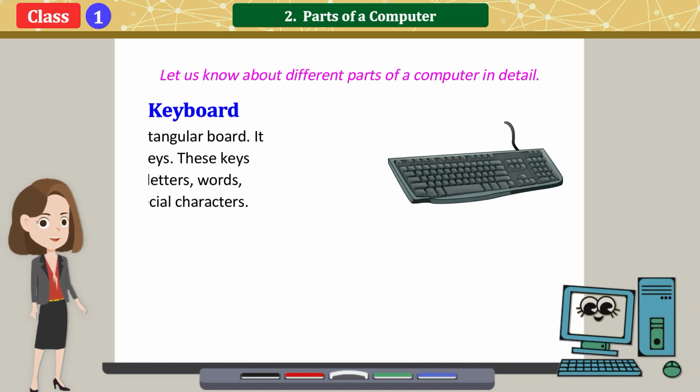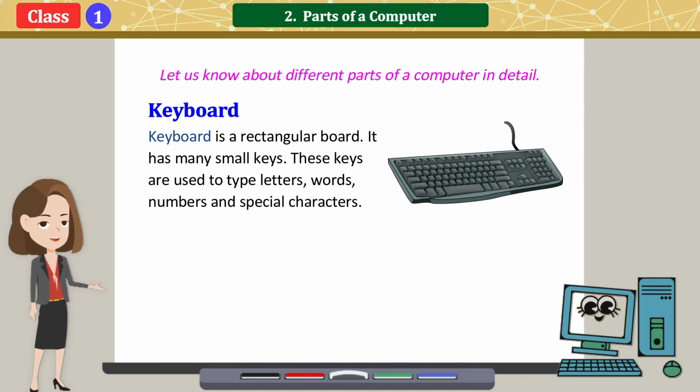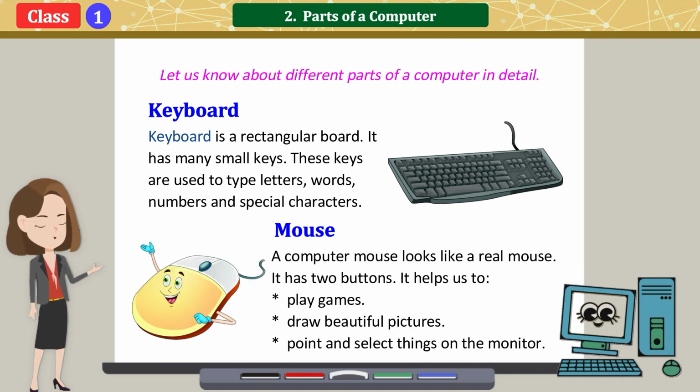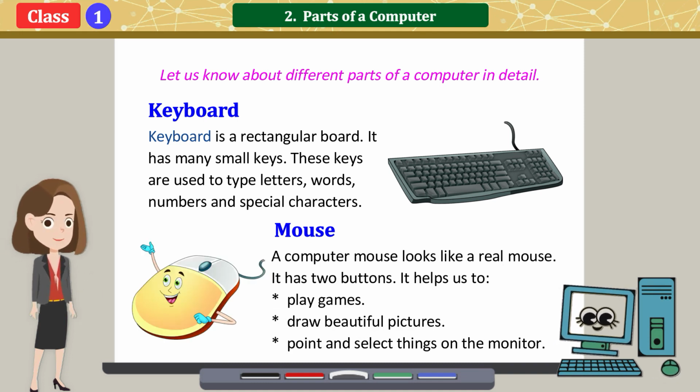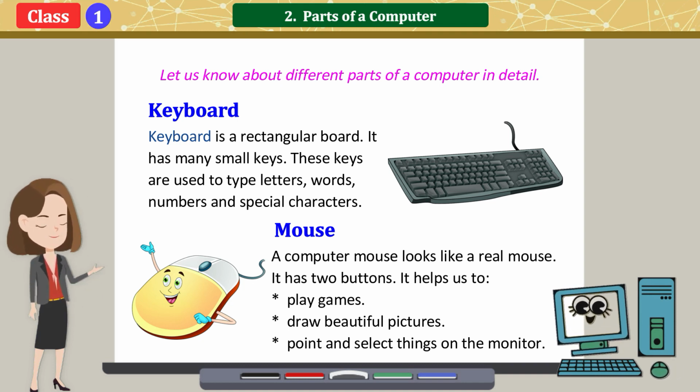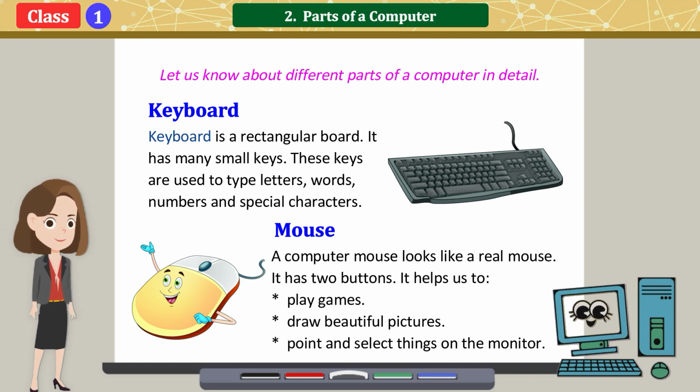Keyboard. Keyboard is a rectangular board. It has many small keys. These keys are used to type letters, words, numbers and special characters. Mouse. A computer mouse looks like a real mouse. It has two buttons. It helps us to play games, draw beautiful pictures, point and select things on the monitor.